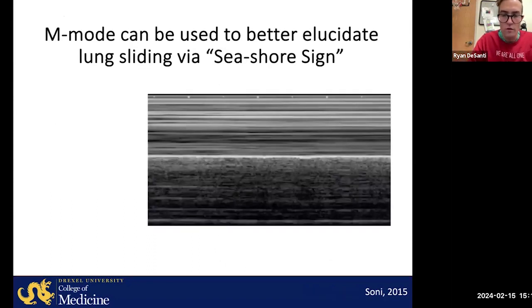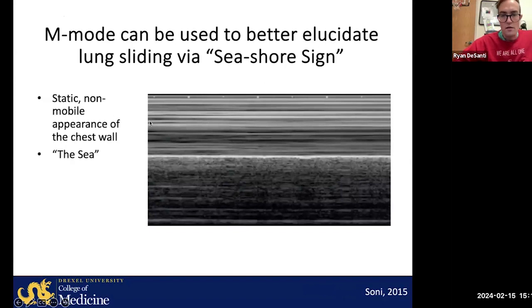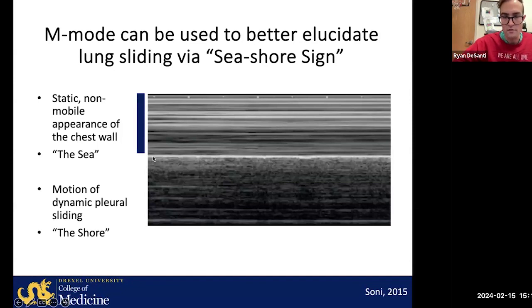And so when lung sliding is present using M mode, we get what's called a seashore sign. And so we will have static, non-mobile appearance of the chest wall, which appears as a sea. And then since the pleura are moving, it will kind of be hazy with the ants marching and shimmering. This is dynamic pleural sliding, and appears as the shore with the bright pleural line in between.